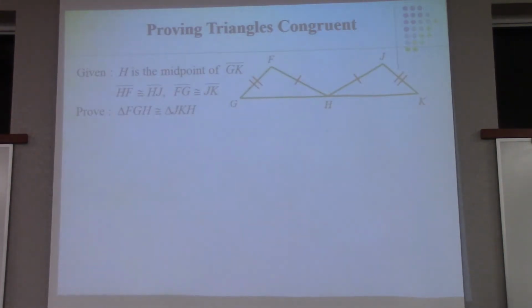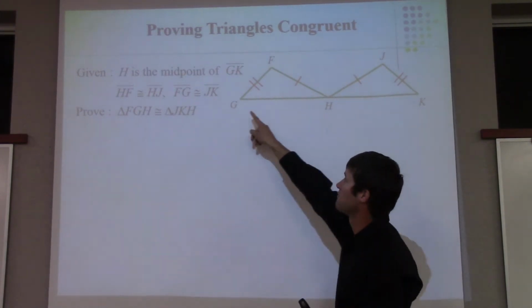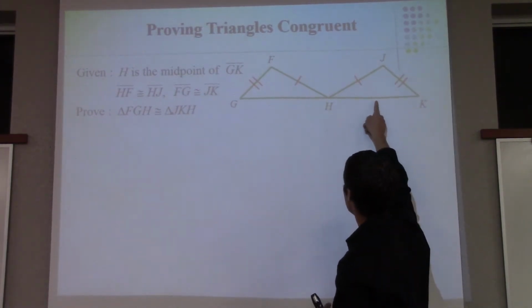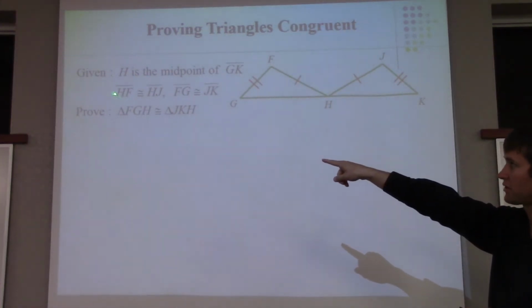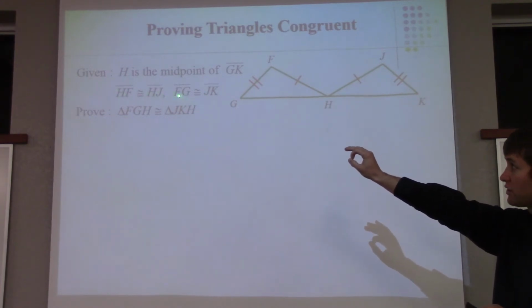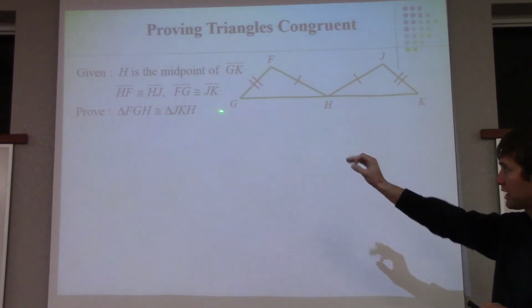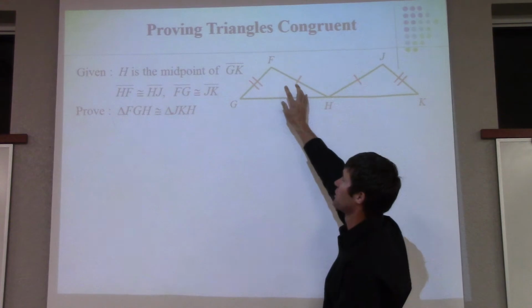So here's an example. H is the midpoint. So what does midpoint mean? Midpoint means it's in the middle. If something's in the middle, what can we conclude? That each part is equal to one another. So H is the midpoint of G to K, so that means this part and this part are equal to one another. We're given HF is congruent to HJ, and FG is congruent to JK. We want to prove that this triangle here is congruent to this triangle.